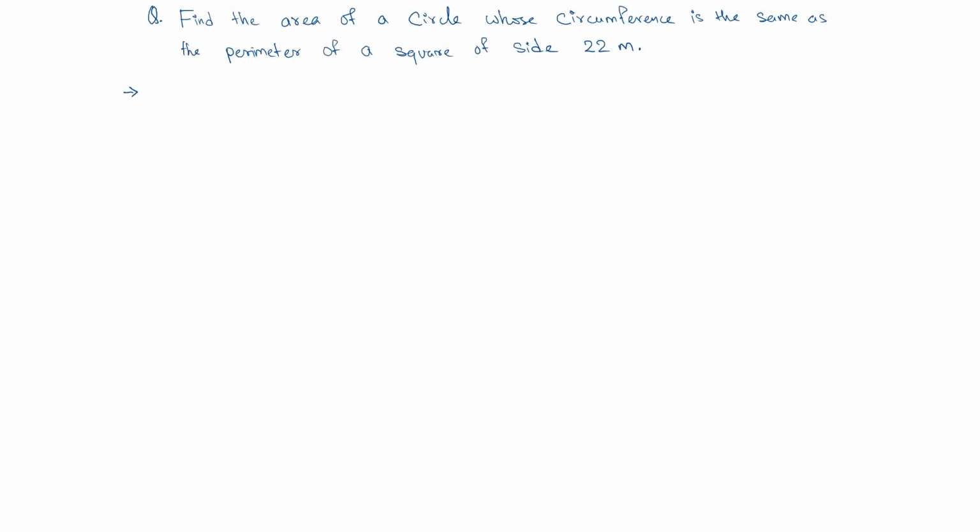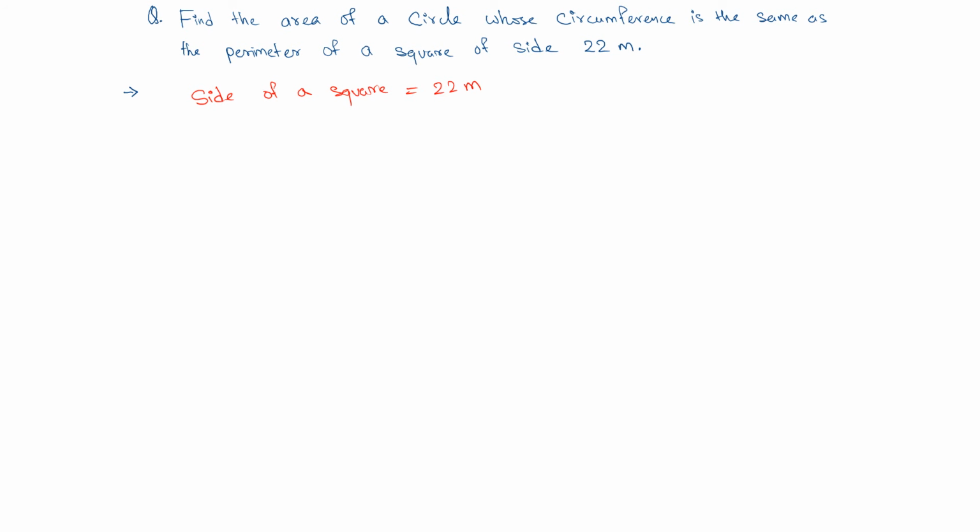So according to the question, first of all let us write what is given. The side of a square is given. As you can see, a square of side 22 meter, it's written out there. That means the side of a square is given. So let us write, side of a square is 22 meter.